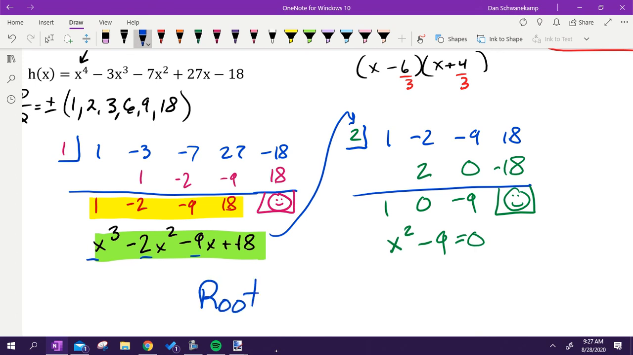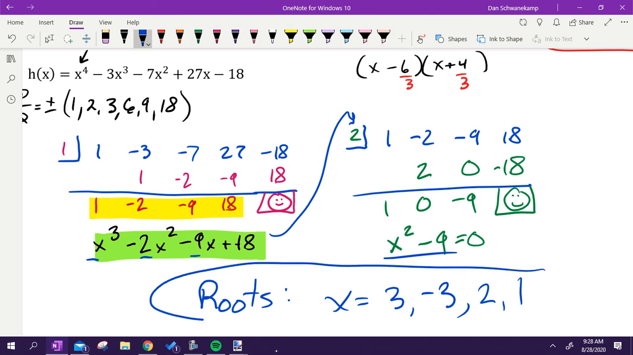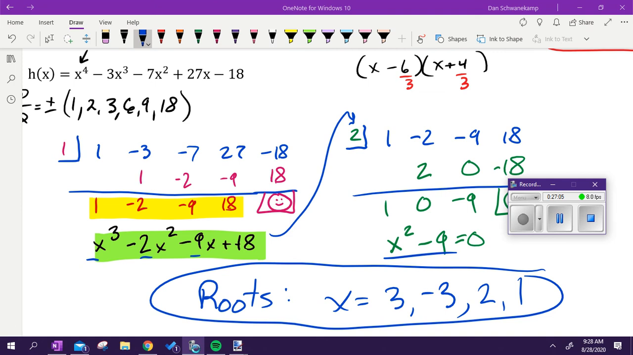So my roots, my zeros, my x-intercepts are going to be x is equal to that thing right there, which is going to get me plus or minus 3. So 3, -3, 2, and 1. Those are the 4 zeros. Those are the 4 places I'm going to cross the x-axis. Questions on something we learned today? That's a lot of this.